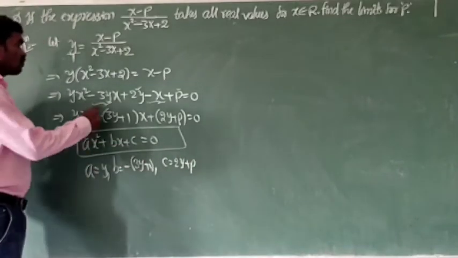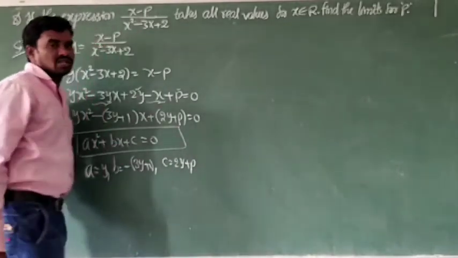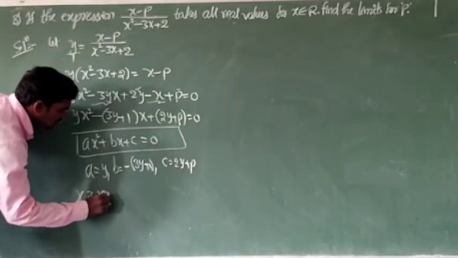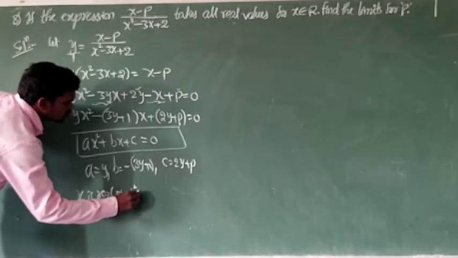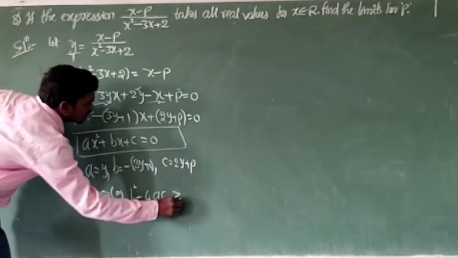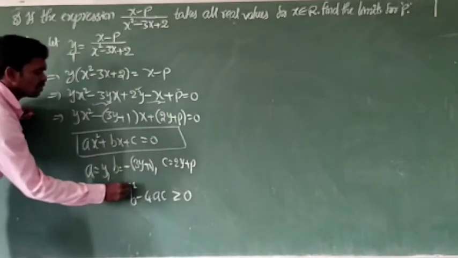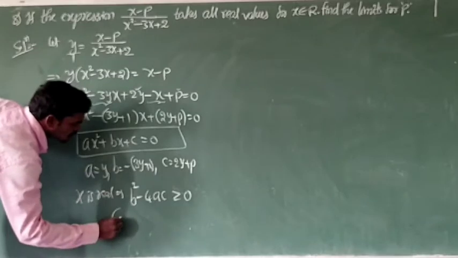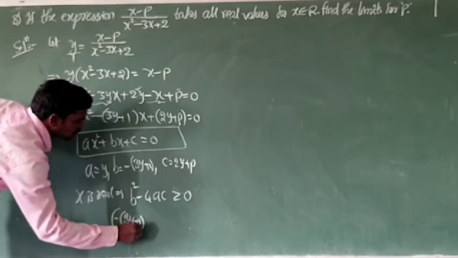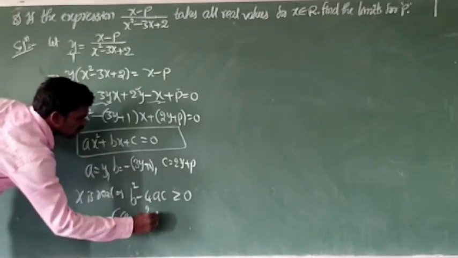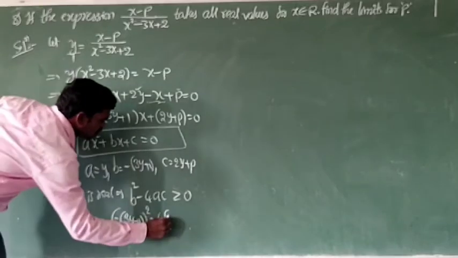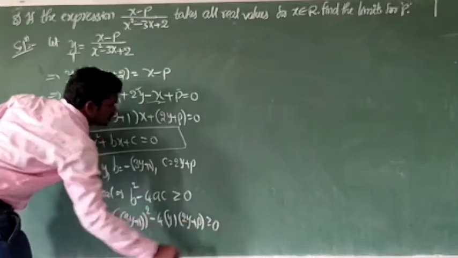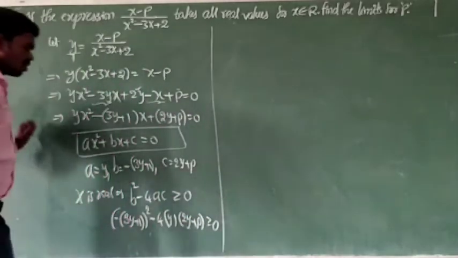So then, x belongs to R, real numbers. So it consists of real numbers, which means the discriminant condition is given that x is real. So discriminant b square minus 4ac is greater than or equal to 0. So b square minus 4ac is greater than or equal to 0. What is b? b means minus of 3y plus 1 whole square, minus 4, a means y, and c means 2y plus p, greater than or equal to 0. We should solve the given form.